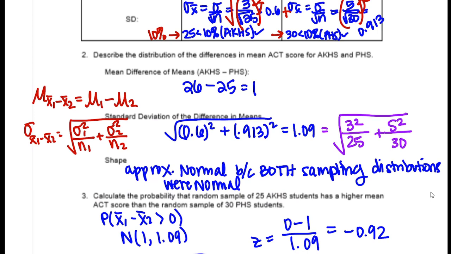And then for the shape, you have to check both sampling distributions. Don't forget to do that. We need to check normality for both.